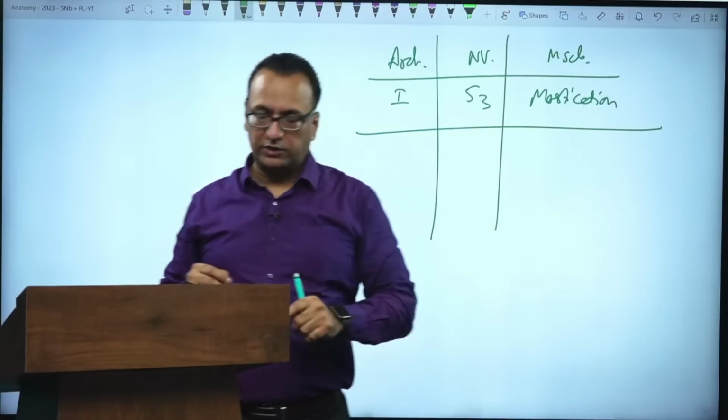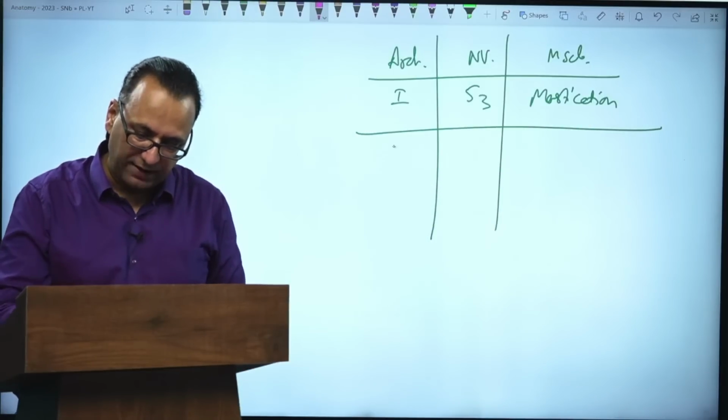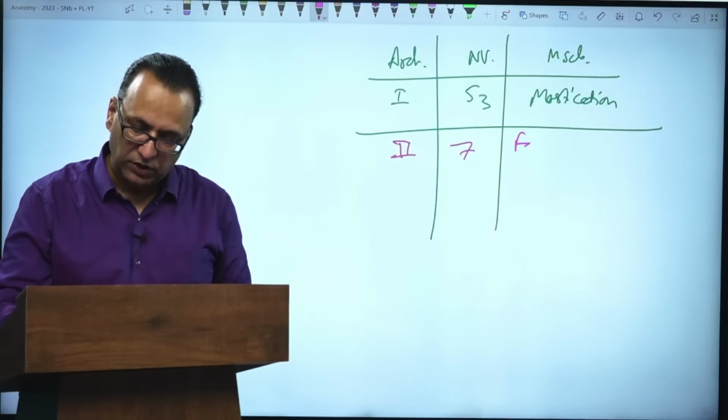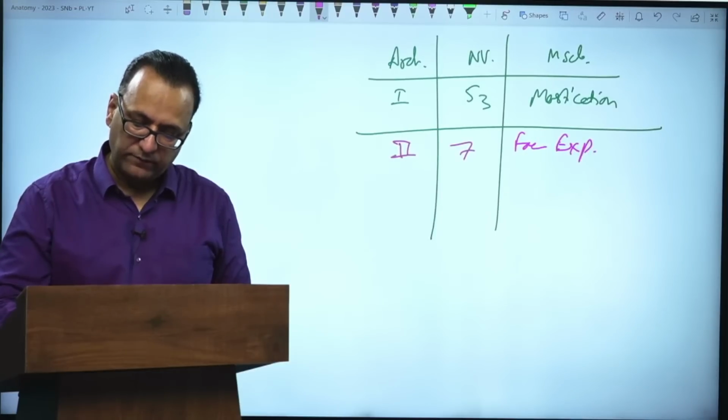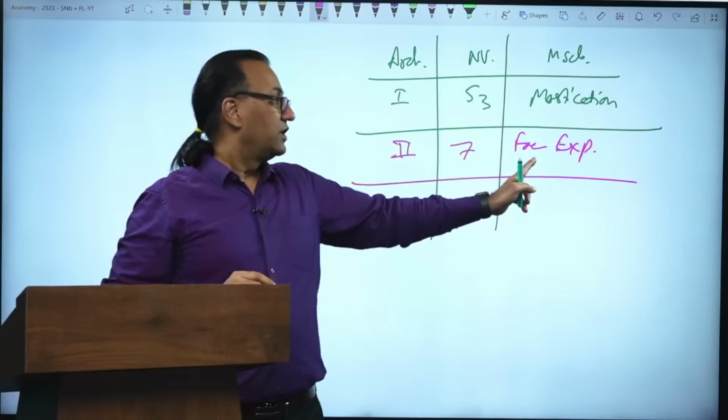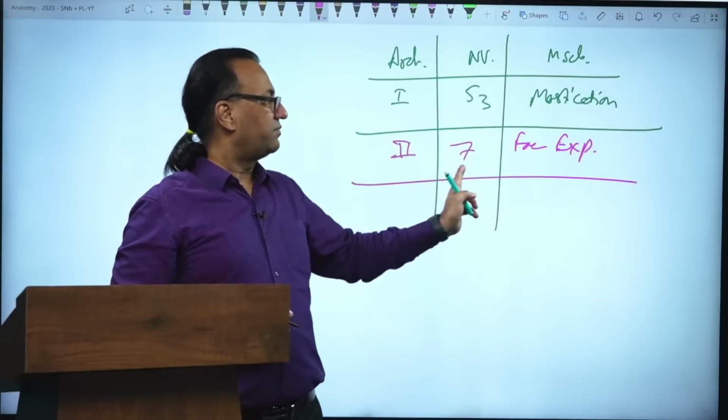And what about the second arch? In the second arch, I have the facial nerve for the muscles of facial expression. So second arch, facial nerve, muscles of facial expression.